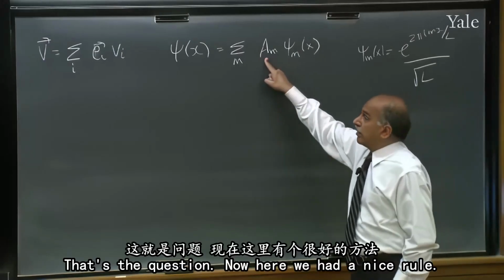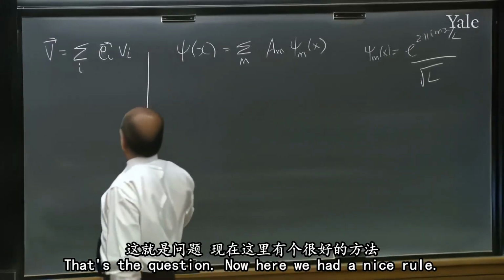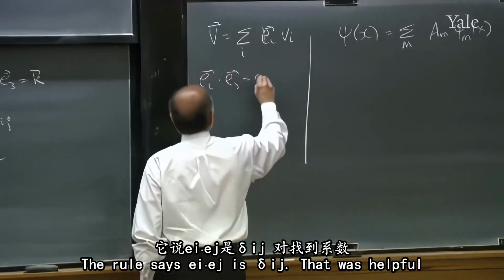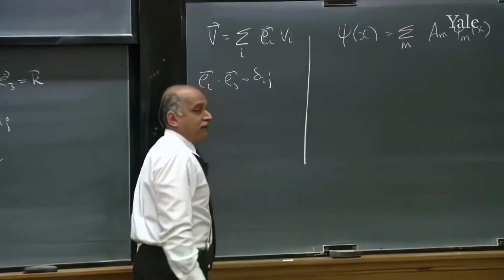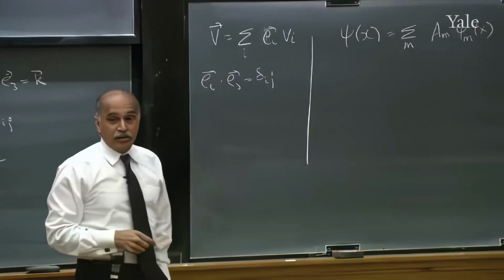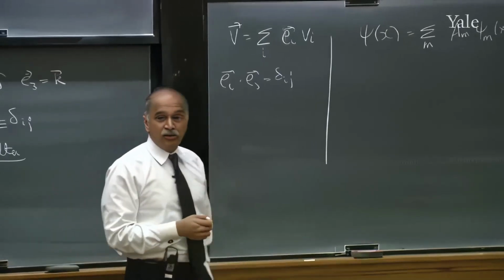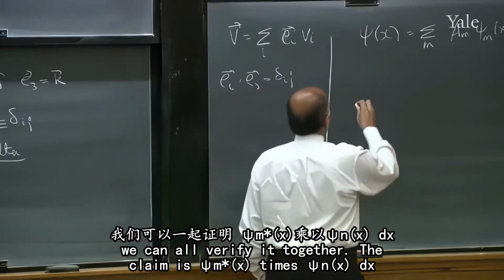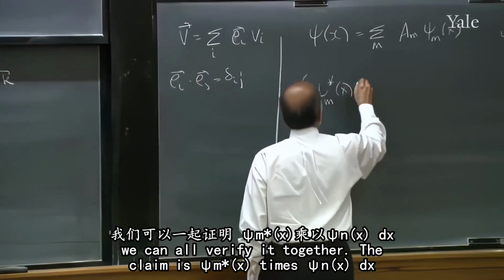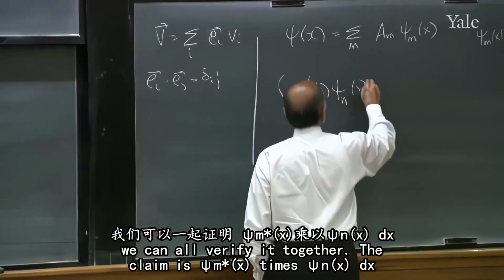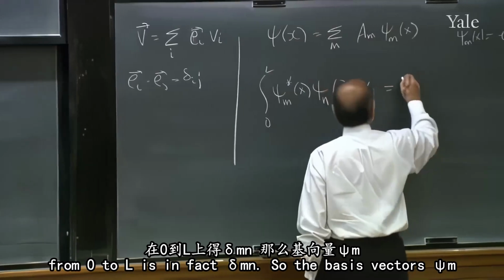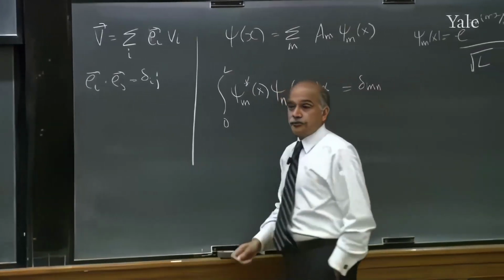That's the question. Now, here we had a nice rule. The rule says EI dot EJ is delta IJ. That was helpful in finding the coefficients. There's a similar rule on the right-hand side, which I will show you, and we can all verify it together. The claim is the integral of psi m star of x times psi n of x dx from 0 to L is in fact delta mn.